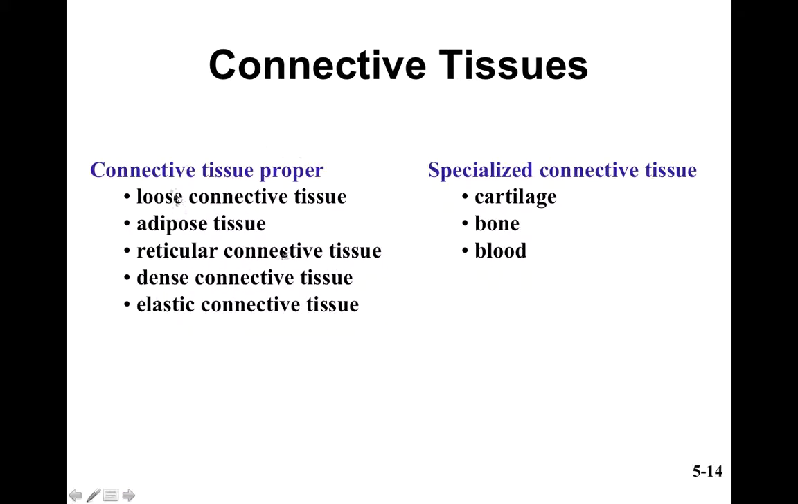These are the different types of connective tissue that we're going to talk about. We're going to talk about loose connective tissue, adipose, reticular, dense, and elastic. And we're going to talk about a bunch of different cartilages, bone, and blood, for specialized connective tissue.